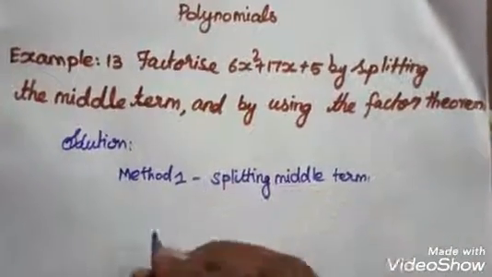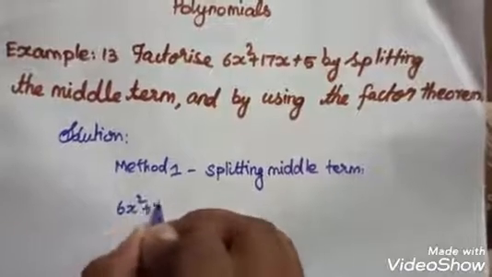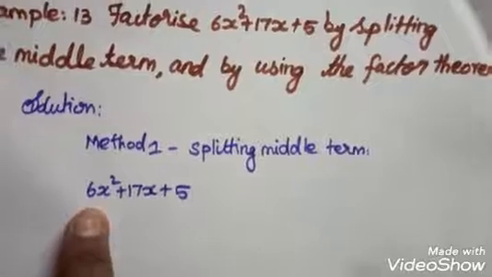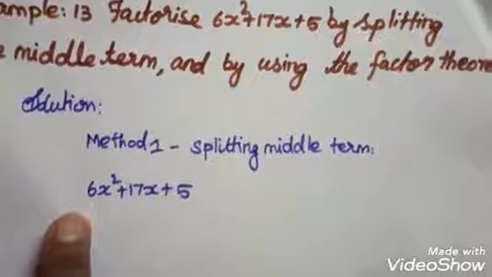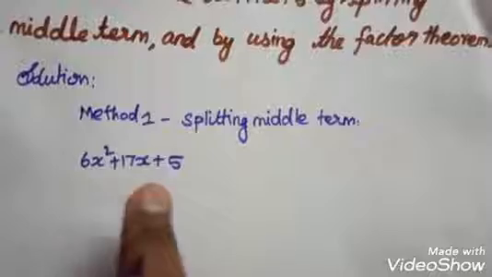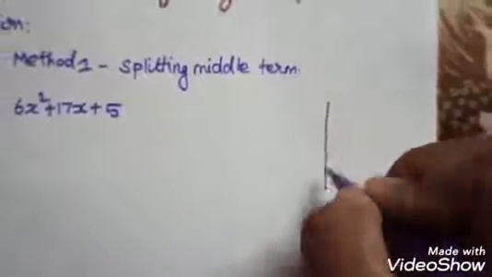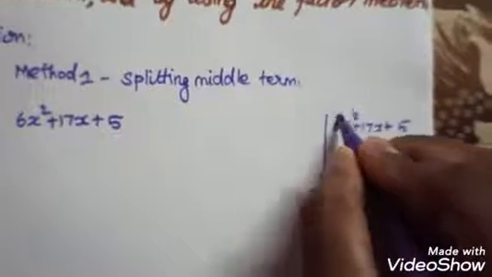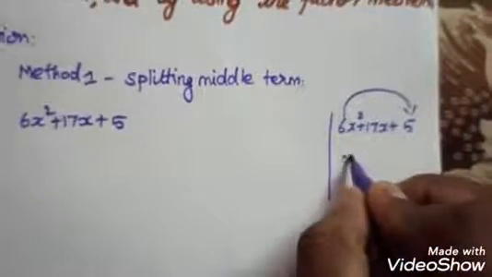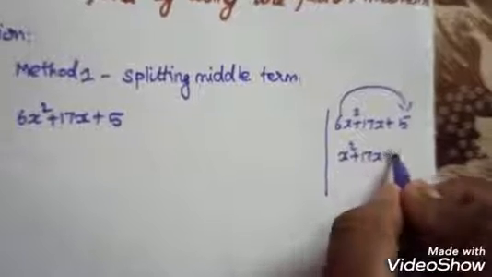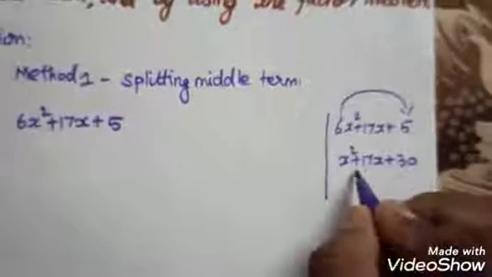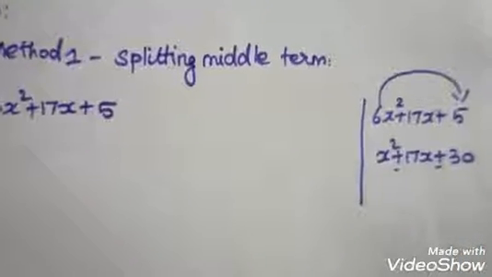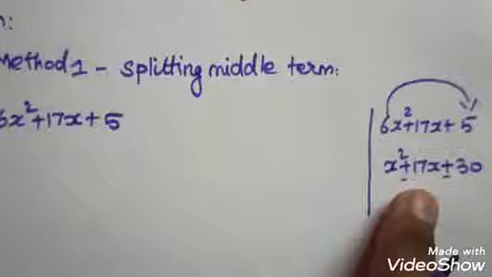Splitting the middle term. I just write the question: 6x square plus 17x plus 5. Here I already know that this is one of the special cases because x square has a coefficient. To know which method we have to use, I move on to the rough column. 6x square plus 17x plus 5. I multiply 6 by 5, which is 30. Here all the terms are positive, second term and third term both positive. So clearly we know that this is method number 1.